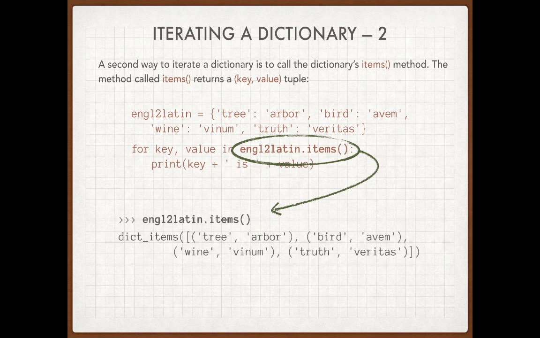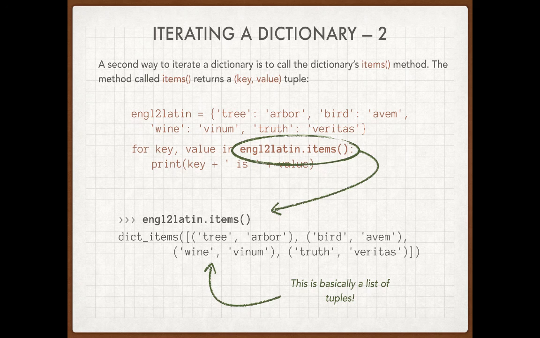Here are my 3 prompts for the Python interpreter shell. And give me English to Latin, give me all of the items. And you'll notice that I get this thing. It says a dictionary items. And what I really get here is a list of tuples, right? So the square brackets mean a list. The list has 4 items in it. And each of those items in the list is a tuple. The tree arbor tuple, the bird avum tuple, etc., etc., etc., all of the way through.